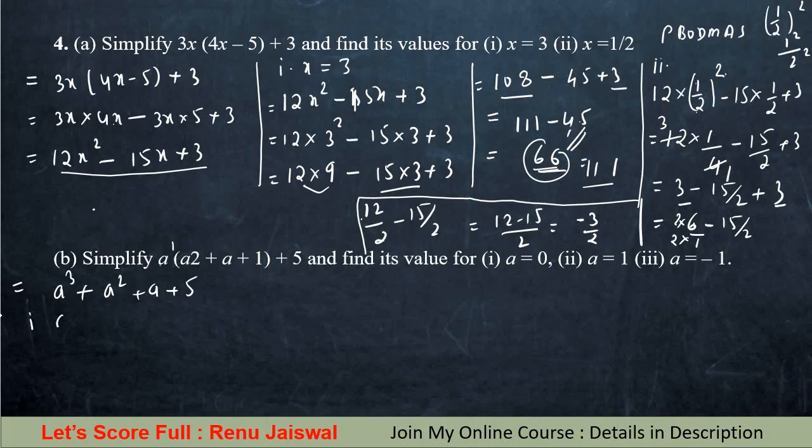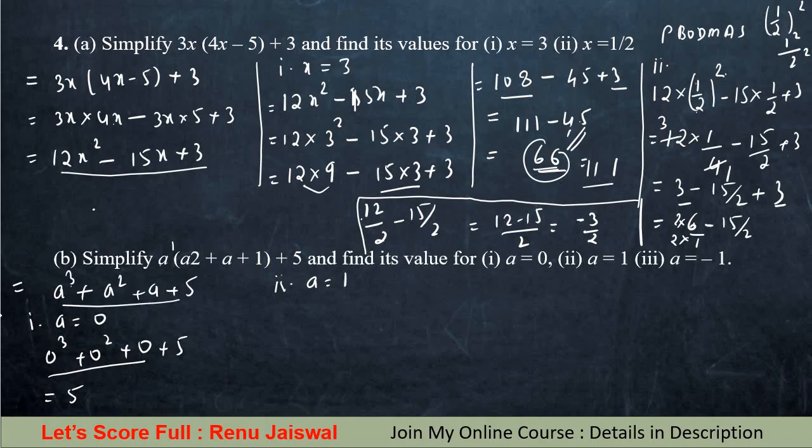Okay, so first part when a is 0. So 0 cube here, then 0 square, then 0 and then 5. Everything is 0 except 1, so answer is 5. Correct? Second part says a is equals to 1.